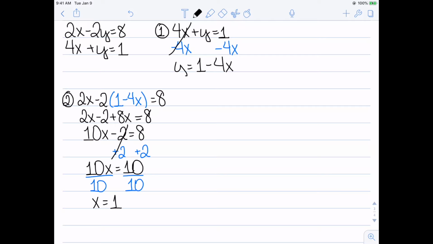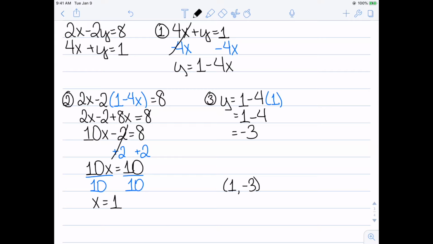So now we have x, and we can substitute that in to find y. Step 1 gave us that y is equal to 1 minus 4x. So I have y is equal to 1 minus 4 times 1, since x is equal to 1. We then have 1 minus 4, which is equal to negative 3. So I now have my solution, which is 1, negative 3.